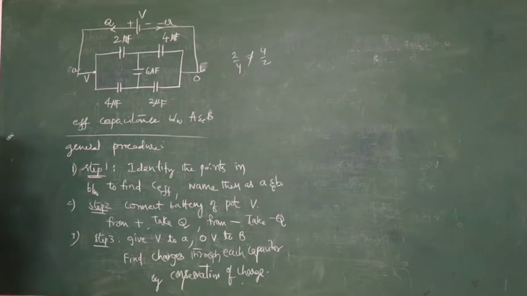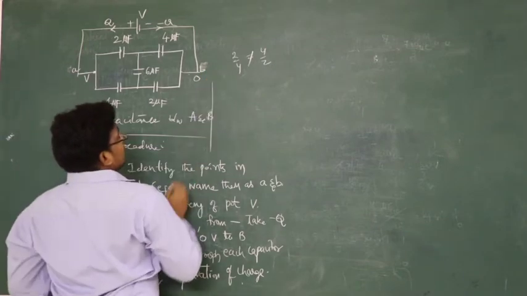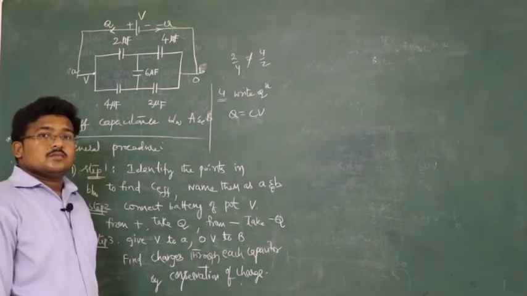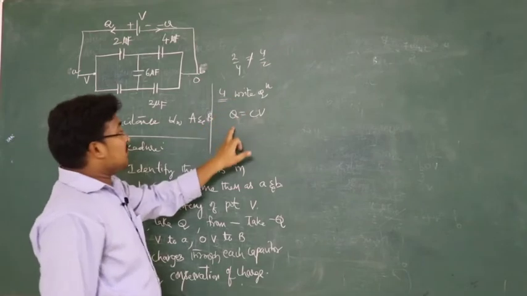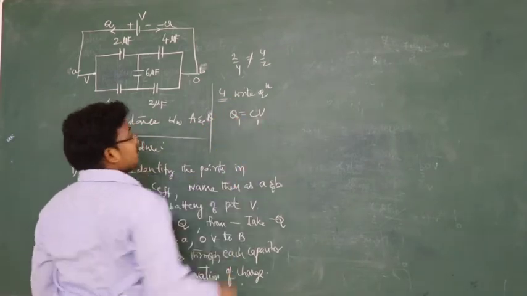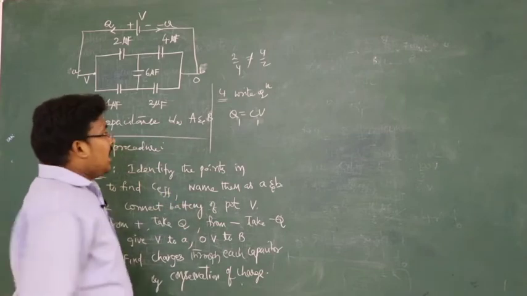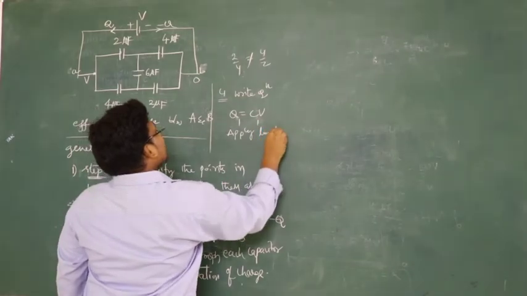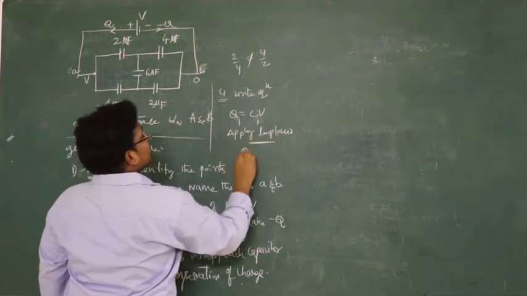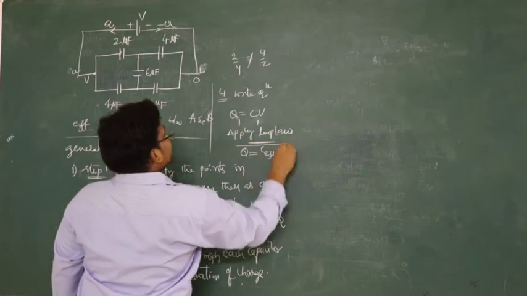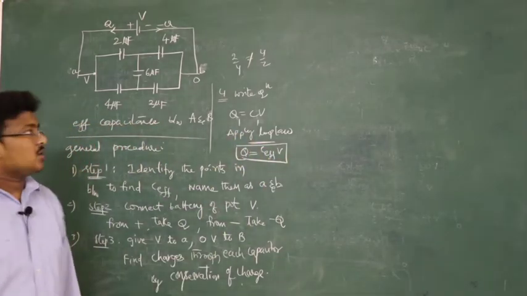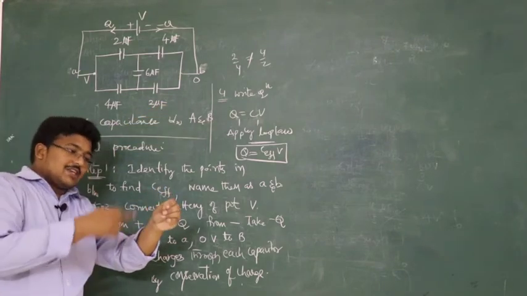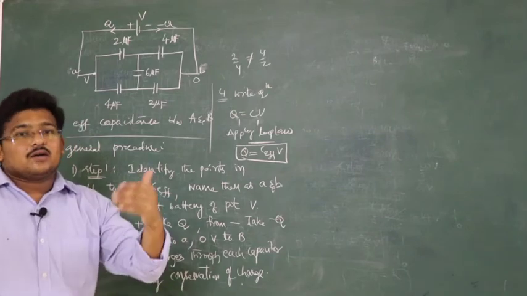Then step 4. In step 4, write equations for all the capacitors, like Q1 is equal to C1 into the voltages and so on, and then apply the loop law. Finally you will get Q in the form of C effective into V. Sir, what is the loop law? You can consider any loop, start from a point and come back to the same point. The total potential drops and gains will be 0.